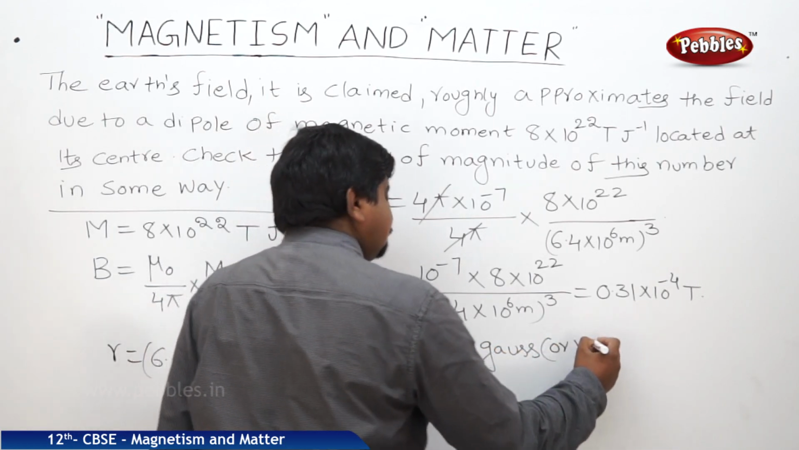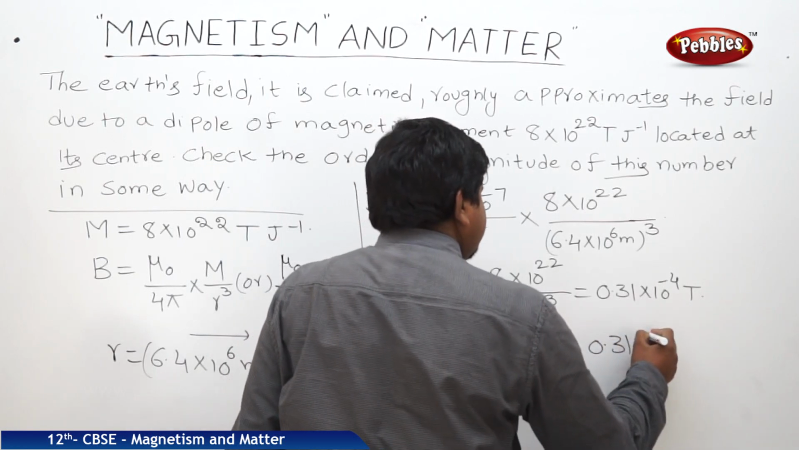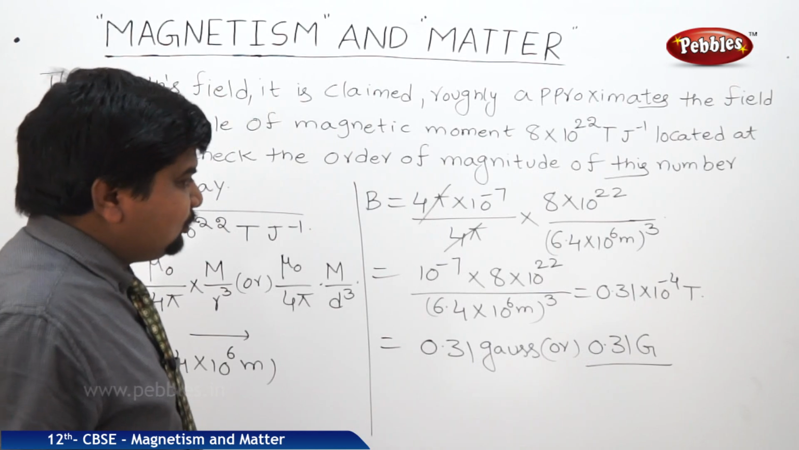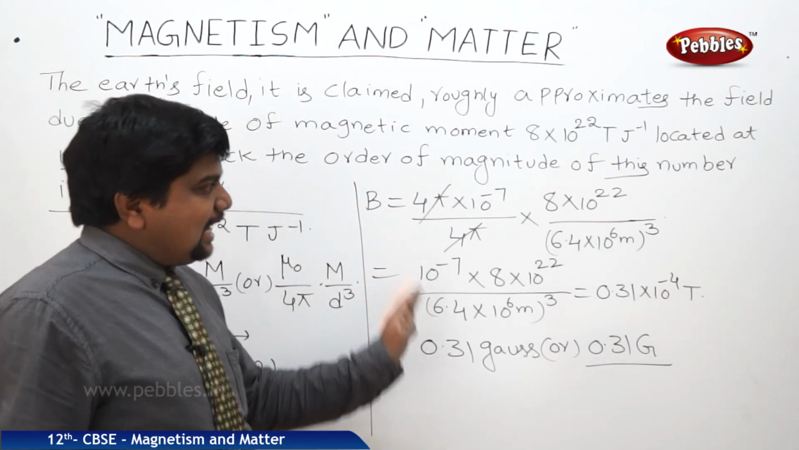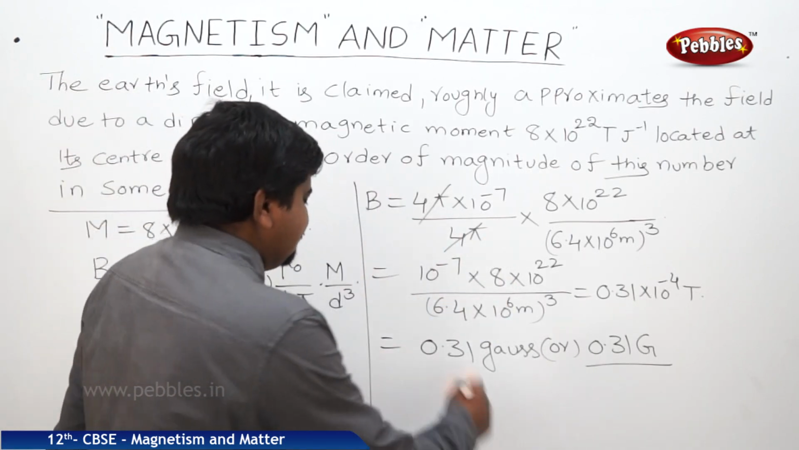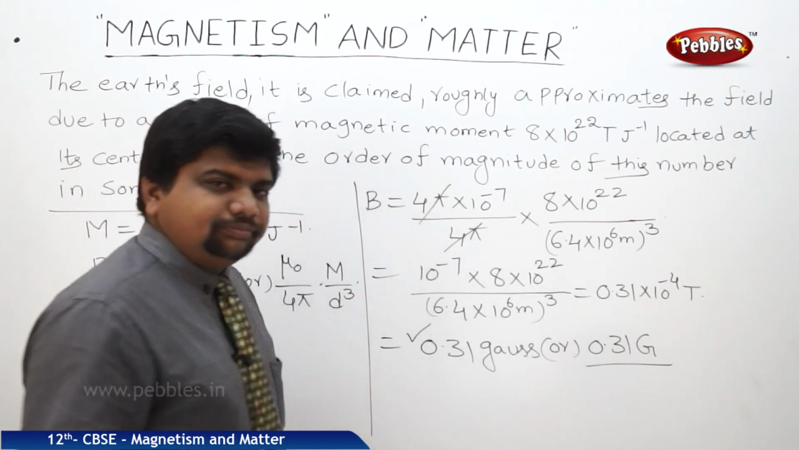or 0.31 capital G, where G is the representation of Gauss. So this value is actually in the order of Earth's magnetic field. So we can say that it is true.